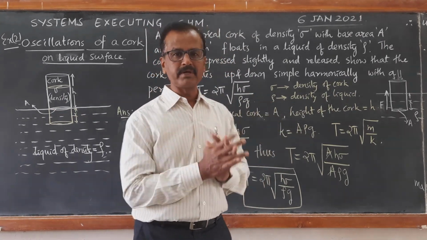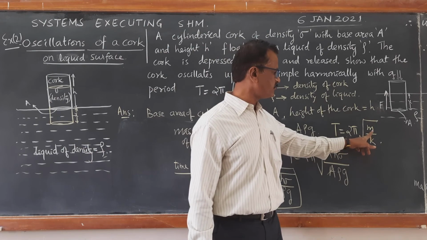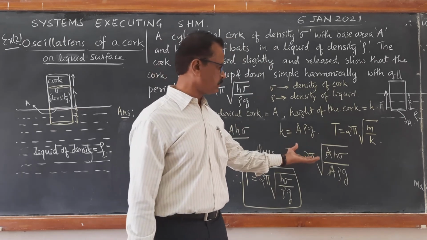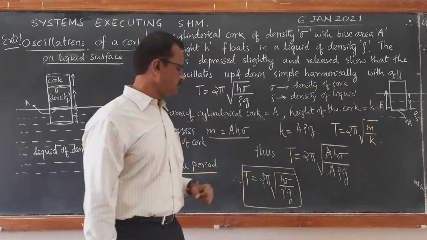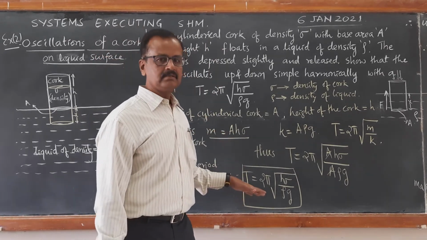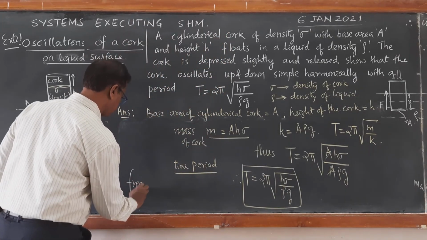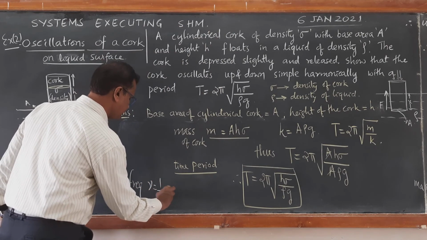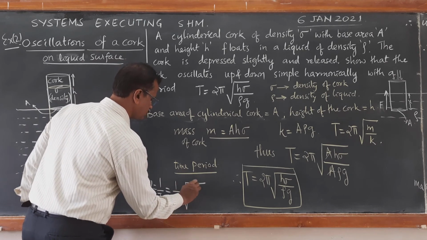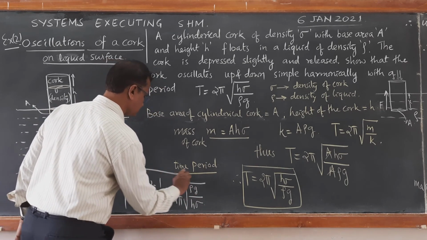Once they are simple harmonic in nature, the time period of oscillation is given by 2 pi square root of m by k, where m is the mass of the oscillating body and k is the force constant. Just substitute the values of mass and force constant, and we get the time period of oscillation. If frequency is asked, it is just the reciprocal. Frequency nu is equal to 1 by T, which is 1 upon 2 pi square root of rho g upon h sigma. That's it. This becomes the frequency.